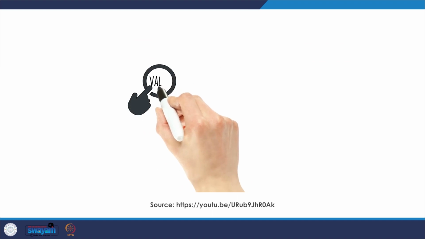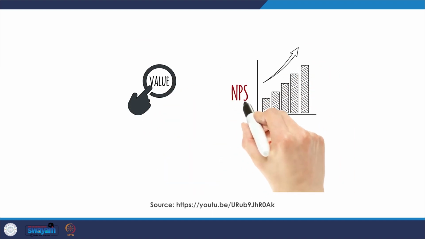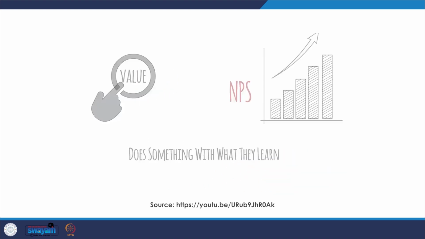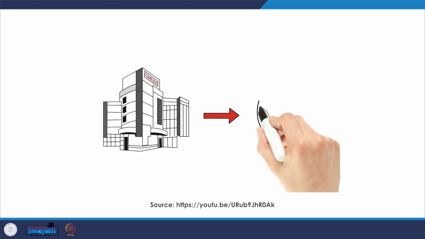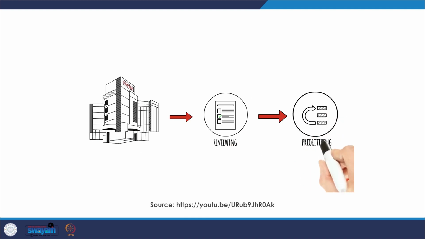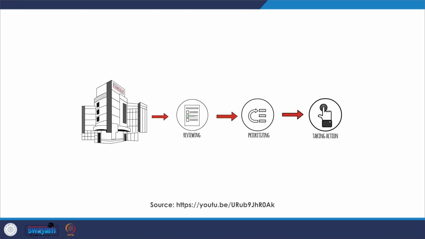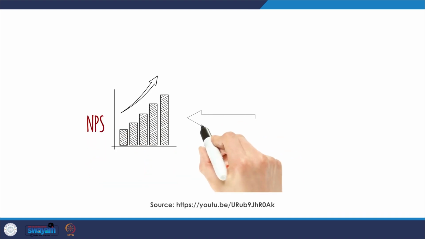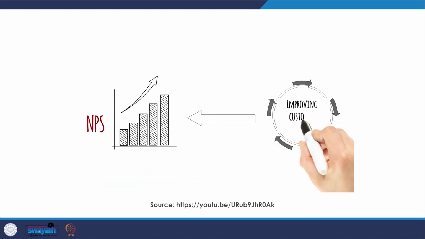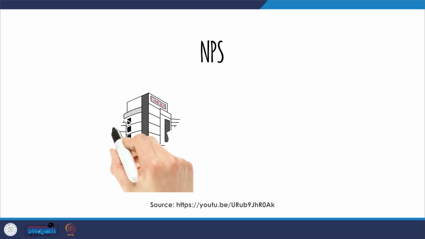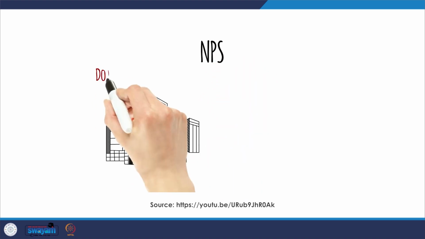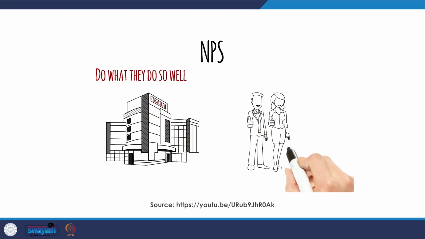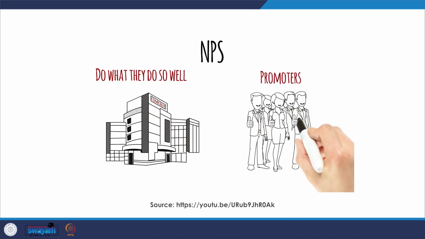There's no value in identifying the items that are driving NPS up or down unless a company does something with what they learn. That's why companies establish processes for reviewing, prioritizing, and taking action on the items that they uncover. In other words, the way to improve NPS is to have an ongoing approach for improving customer experience. When used correctly, NPS helps companies follow Disney's advice and do what they do so well that their customers want to see them again and bring their friends.